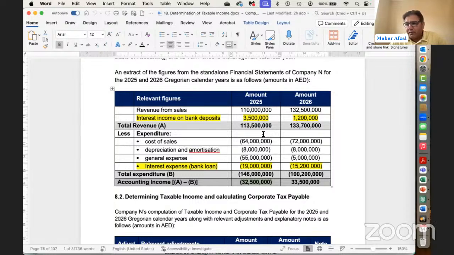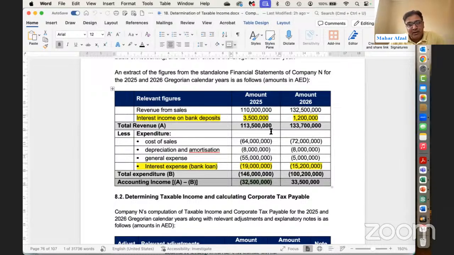17 million. So how much interest can we claim? Interest we can claim: 12 million or 30% of adjusted EBITDA. So 12 million, or if my interest is more than 12 million, then I need to apply this rule. Interest here is more than 12 million because 19 million is my interest expense less 3,500. My net interest is 15,500, 15.5 million.